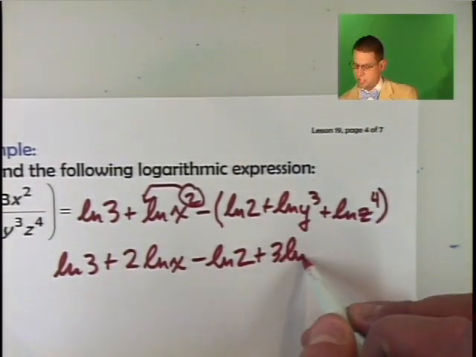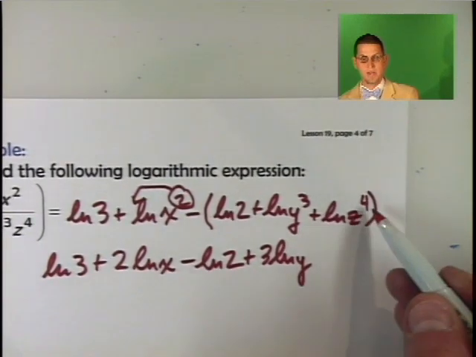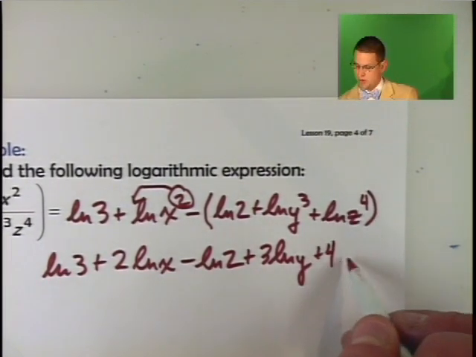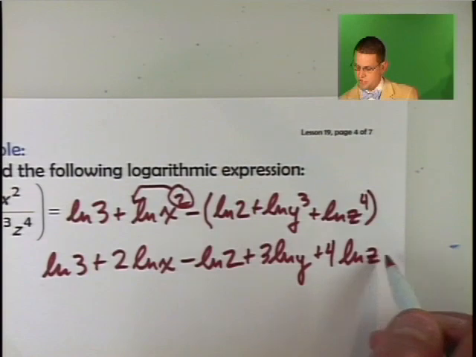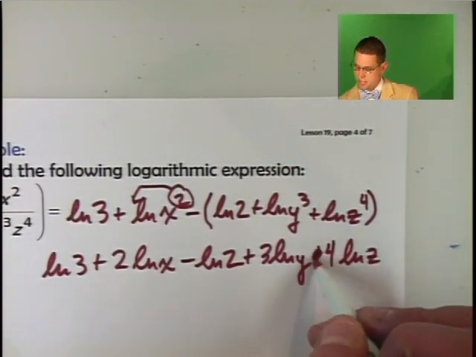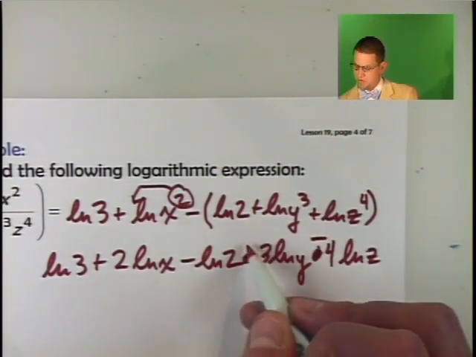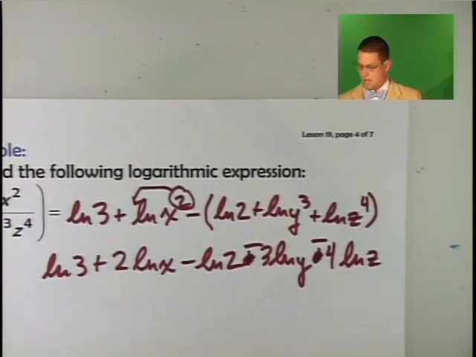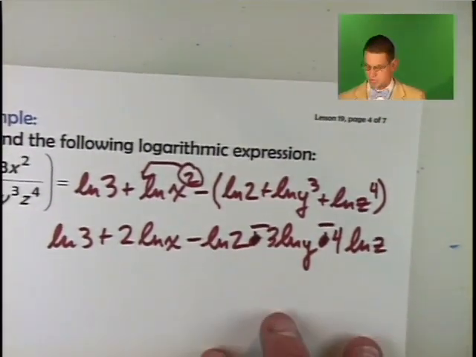So plus 3 times the natural log of y. And then I have a 4 on this term, and it comes out front, plus 4 times the natural log of z. And I forgot to do something here, which I catch before I leave the problem, and I have to distribute the negative, like I said. Or I can do that in a separate step.